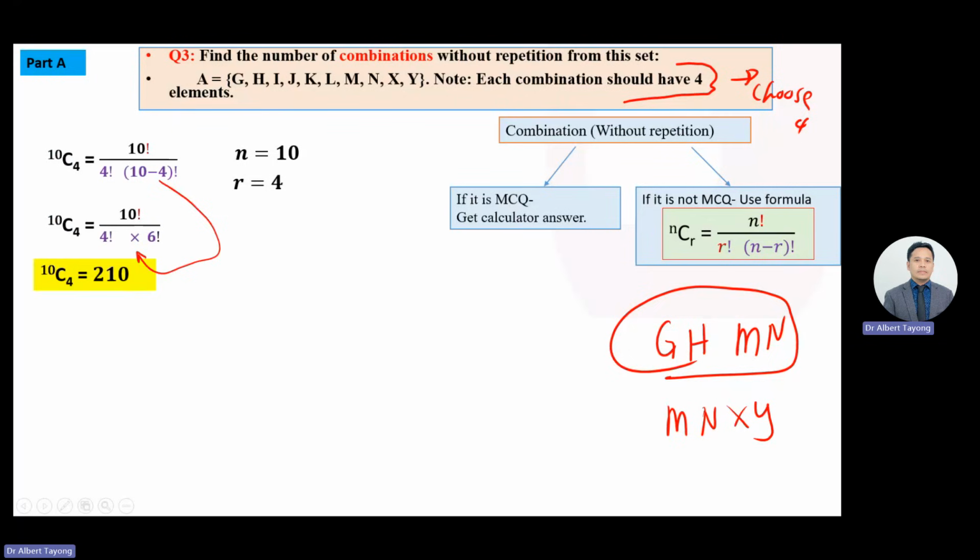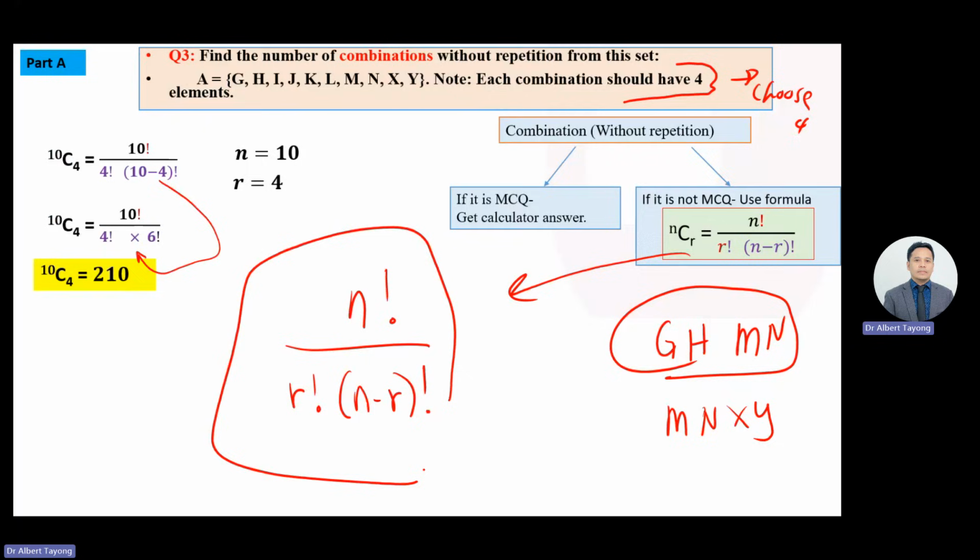And using your calculator, you're going to get 210 combinations all in all. So this is the formula. We have n factorial over r factorial times the quantity of n minus r factorial. So please memorize the formula. Okay, so let's proceed to the next.